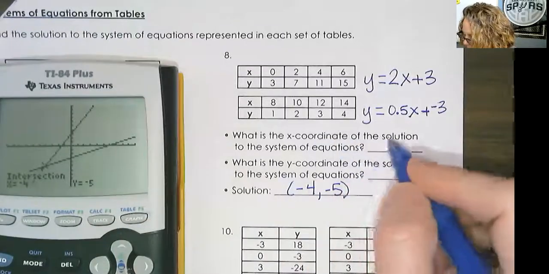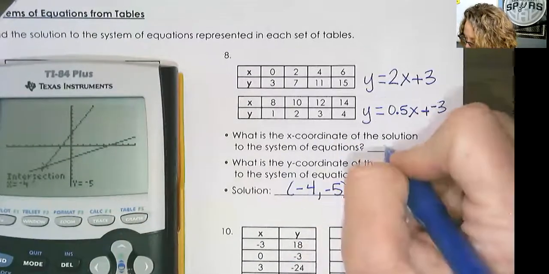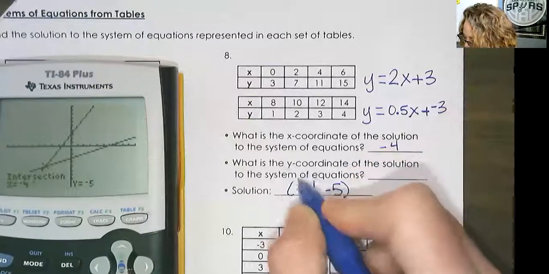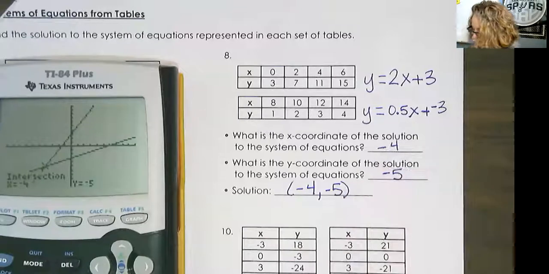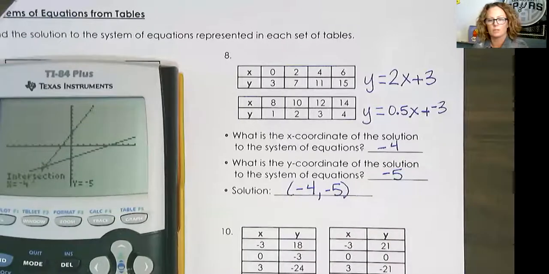And you may have questions like this. What is the x coordinate of the solution? Well, that's the -4. And what's the y coordinate? Well, that's the -5. I will work out these other problems so you have something to check. The video is only going to include this example.